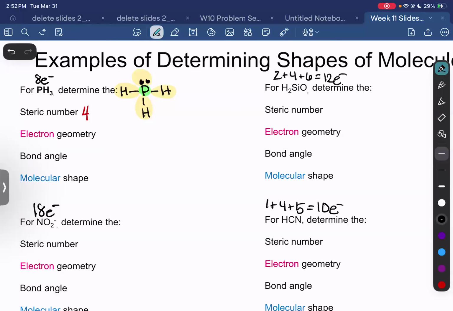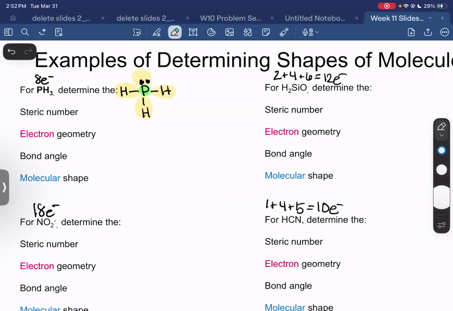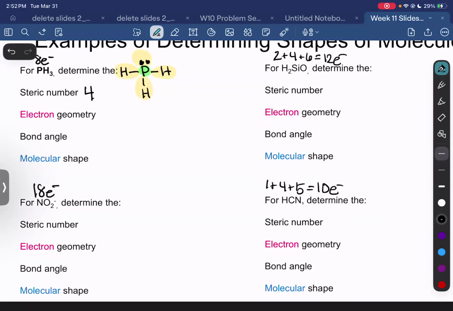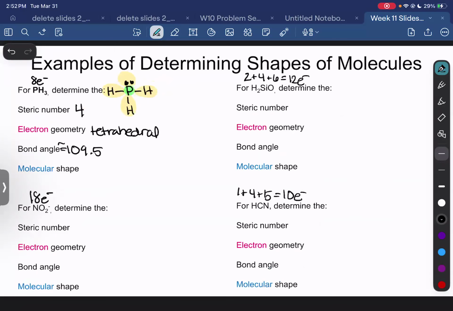Now, what is my electron geometry? If you have 4 things, the electron geometry counts absolutely everything. 4 is going to be tetrahedral. And the bond angle for that, you memorized, is about 109.5. Okay. And the shape. So now here's where it gets tricky. The shape of this, when we have hydrogen, hydrogen, hydrogen, and that bond angle is 109.5, it's going to be trigonal pyramidal.